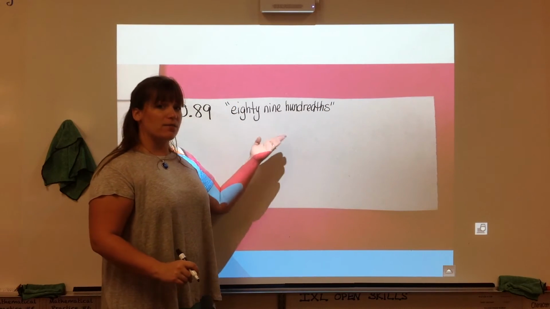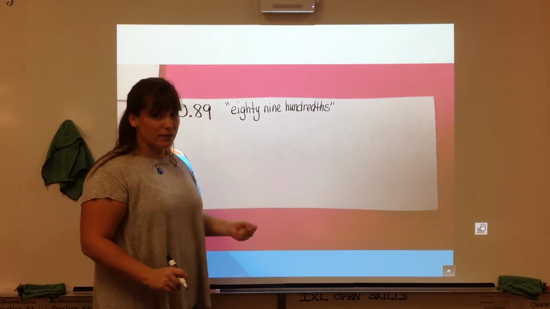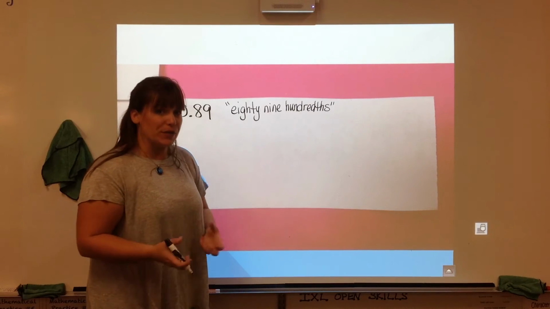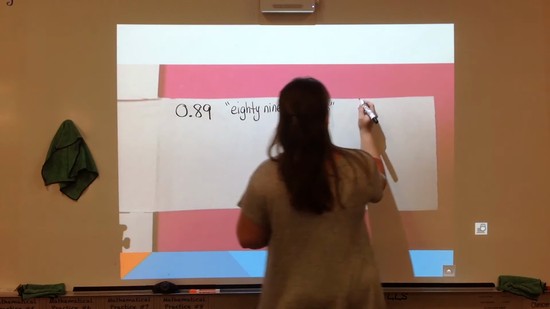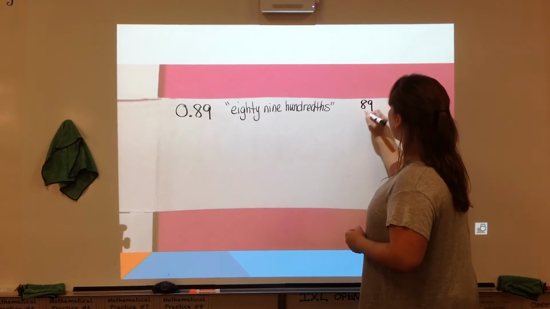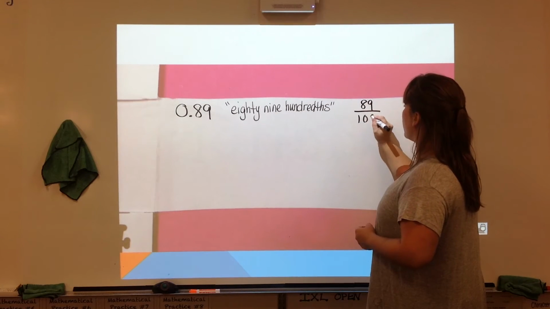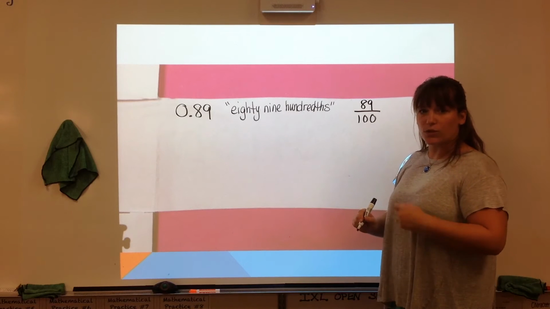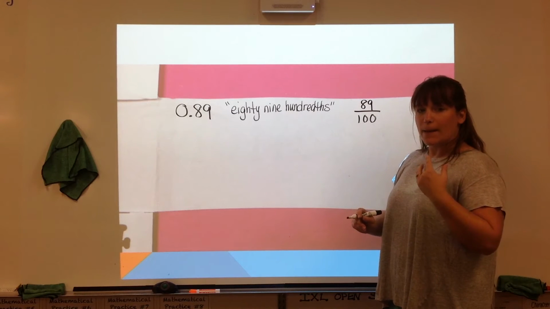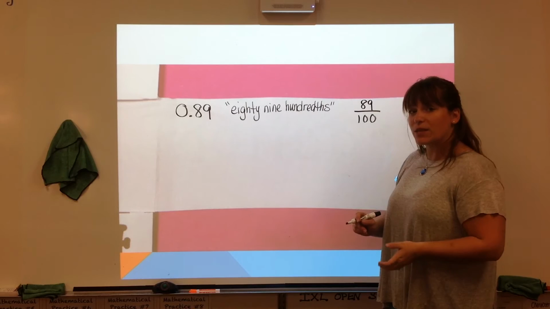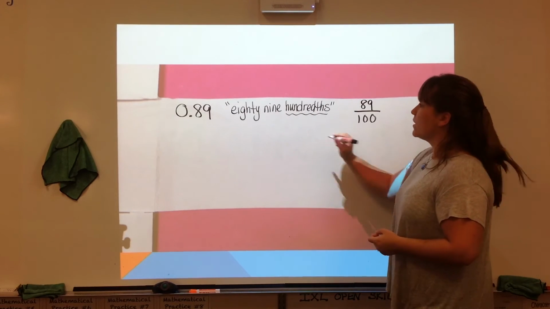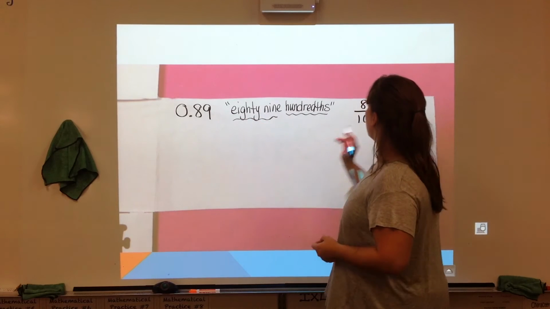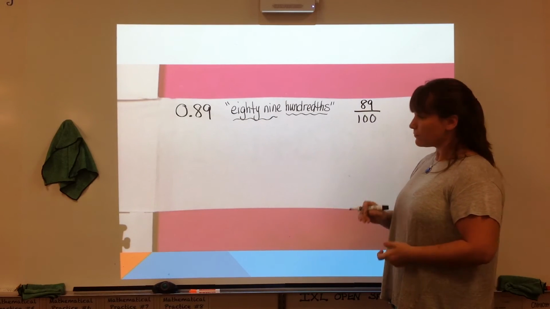Now we have the place value place of hundredths. How many hundredths do we have? 89. So that becomes the fraction 89 over 100. So once you read the actual number, the place value place becomes the denominator and the digits become the numerator.